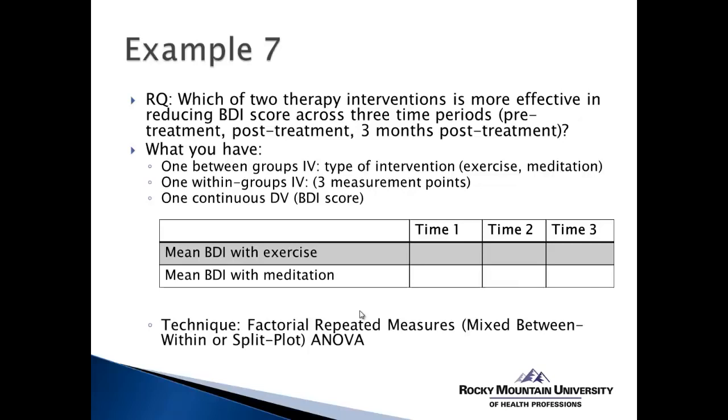So in this case, our technique would be the factorial repeated measures ANOVA, again sometimes called the mixed between-within design or the split plot ANOVA design. Unfortunately, again, we do not have a non-parametric alternative here. So again, we might need to rethink what our outcome is going to be.